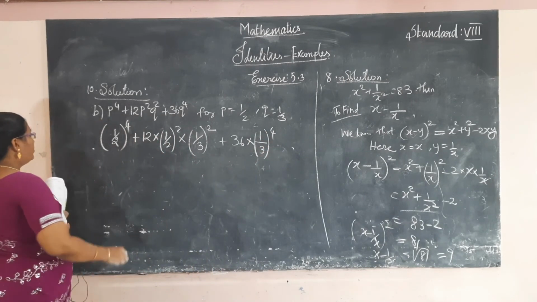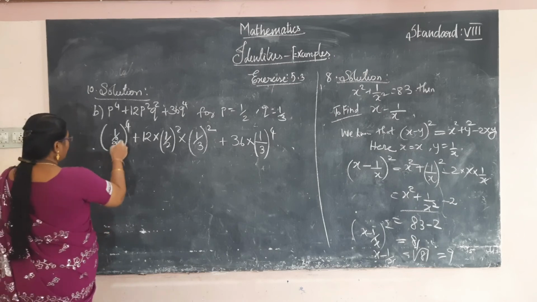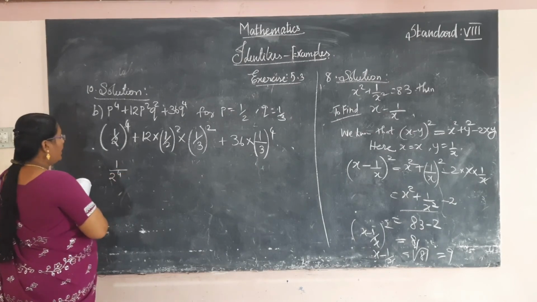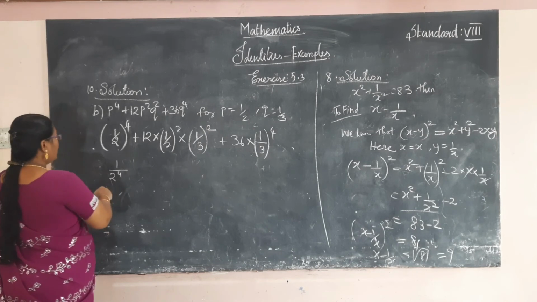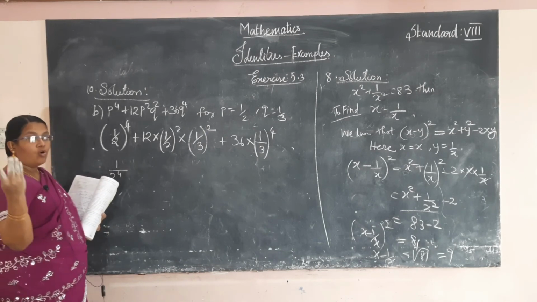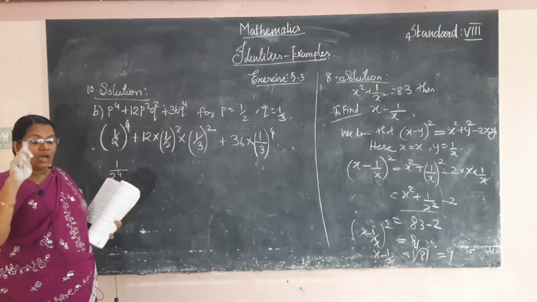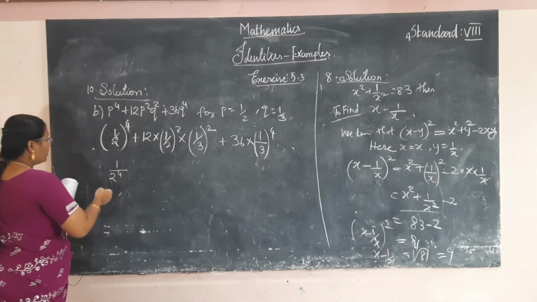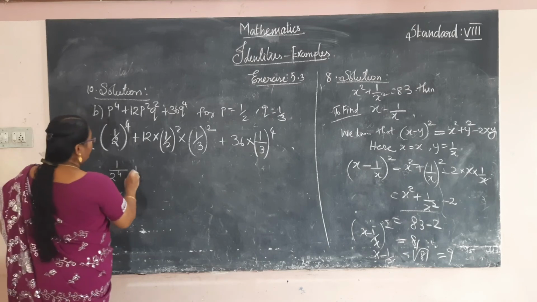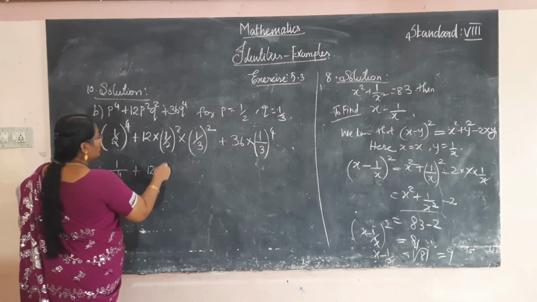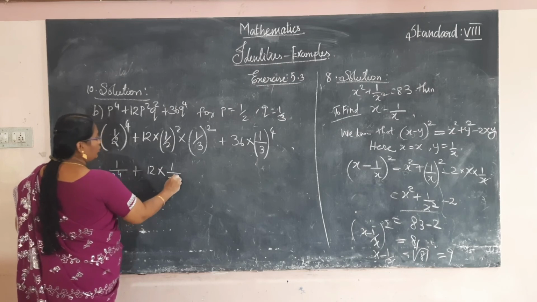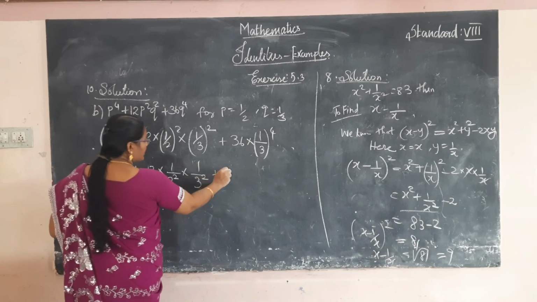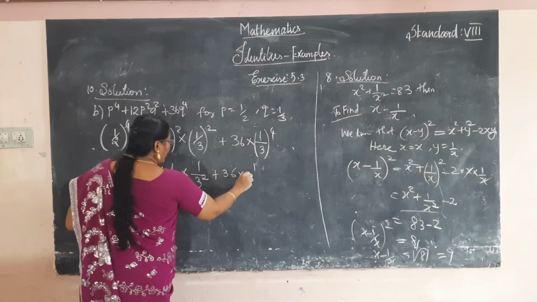Okay, now simplify. So what is the value of 1 by 2 power 4? That is the meaning of 2 multiplied 4 times. So 2 2s are 4. Again 2 2s are 4. So 4 4s are 16. Okay, I will write another step. Okay, 12 into 1 by 2 power 2 into 1 by 3 power 2 plus 36 into 1 by 3 power 4.